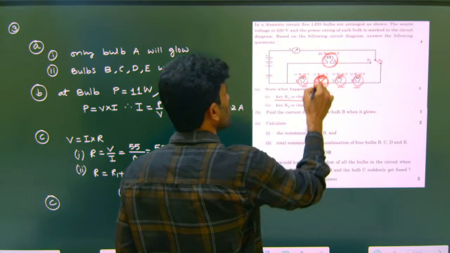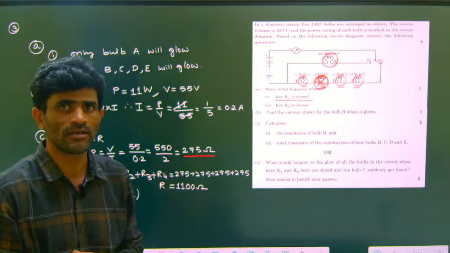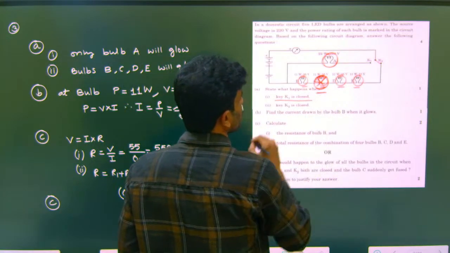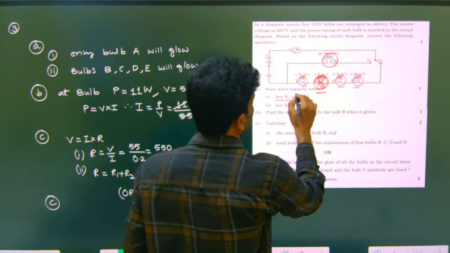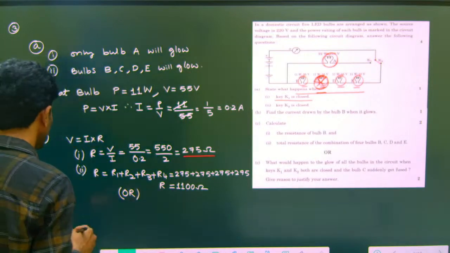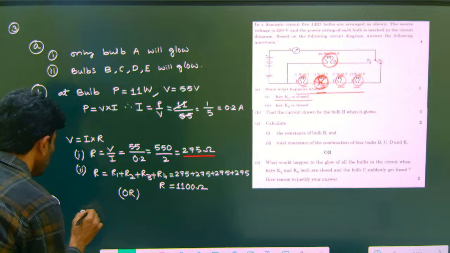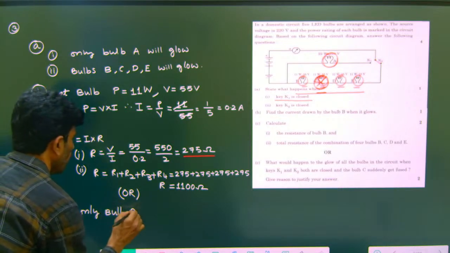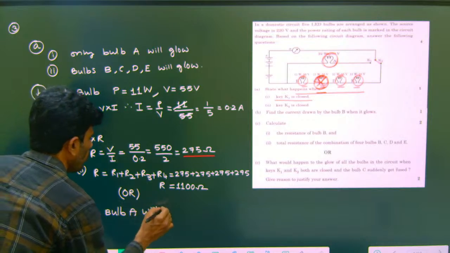When it is not working in series combination, if one device is not working, what happens at this point? The circuit will be open. When the circuit is open, all these bulbs will not glow. Only one bulb A will glow. So you can write here, only bulb A will glow.